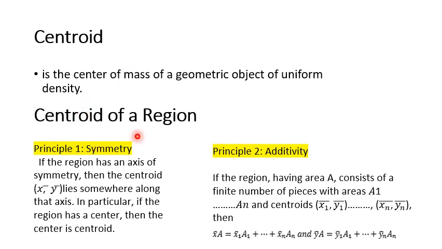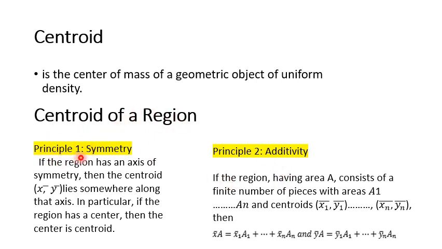Today I'm going to share with you a discussion video all about the centroid of a region. First, we need to define what a centroid is. The centroid is the center of mass of a geometric object of uniform density. Basically, this is all about the geometrical center, or the balancing point, of a region or of a plane area. In getting the centroid of a region, you need to consider two principles.